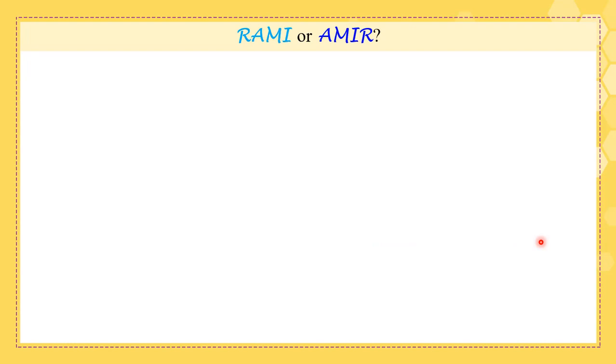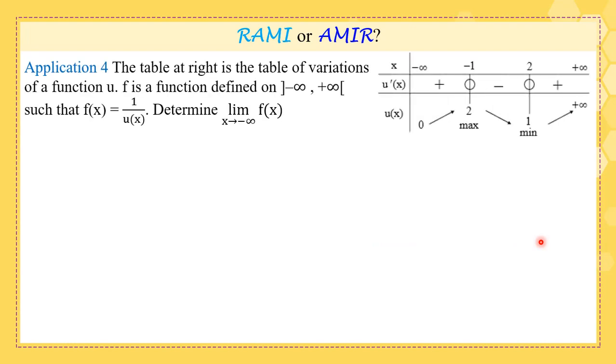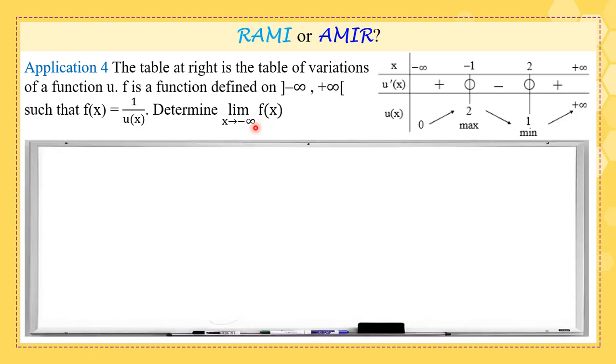Now, Rami or Amir, this is the table of u, and f of x in this case is 1 over u of x. The question is to determine the limit of f of x as x tends to minus infinity. Now let's see what's happening.